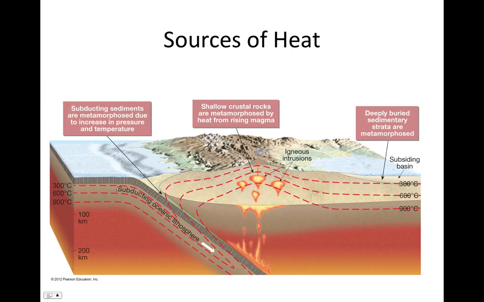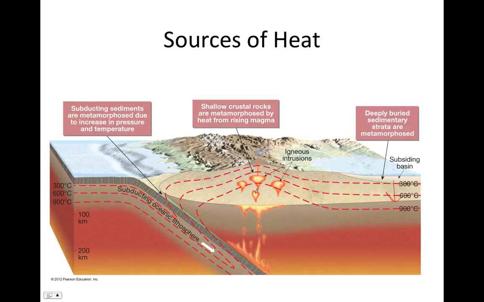So sources of heat include, if sedimentary rock is buried and pushed to deeper depths, it will be exposed to higher temperatures, because we know temperature increases with depth. Each one of these dashed red lines is called an isotherm, and along each of these lines you have a constant temperature. So this one is 300 degrees centigrade. Everywhere along this line, the temperature is 300 degrees centigrade, 600 and 900. So if a rock is buried and pushed deeper, it will be exposed to higher temperatures.